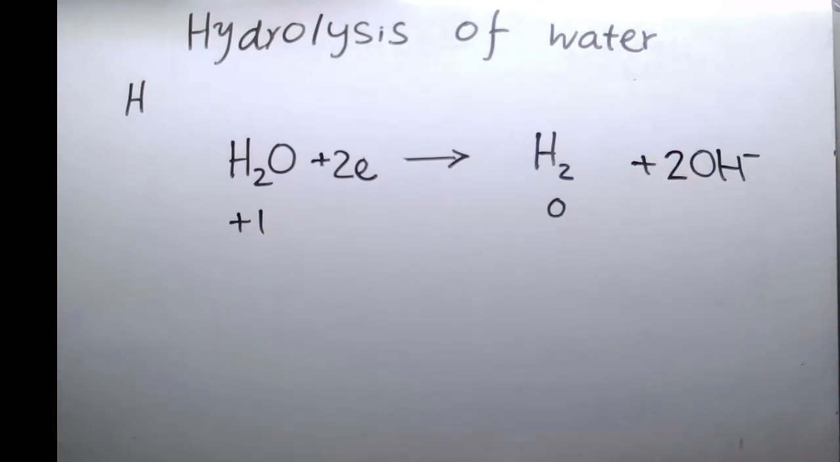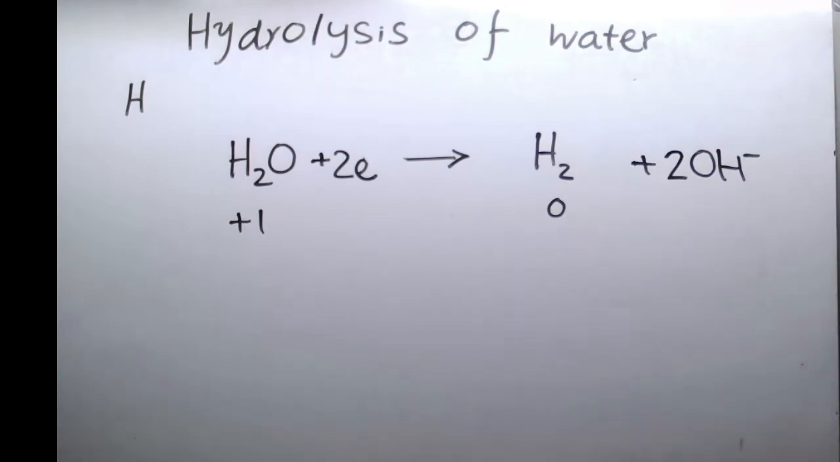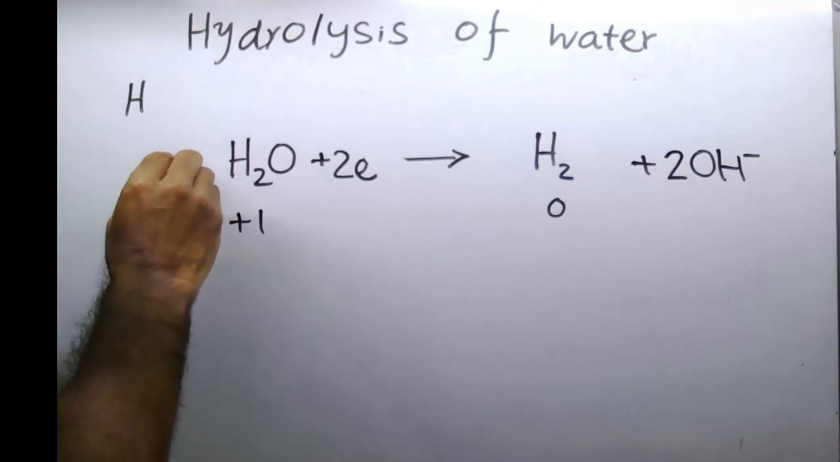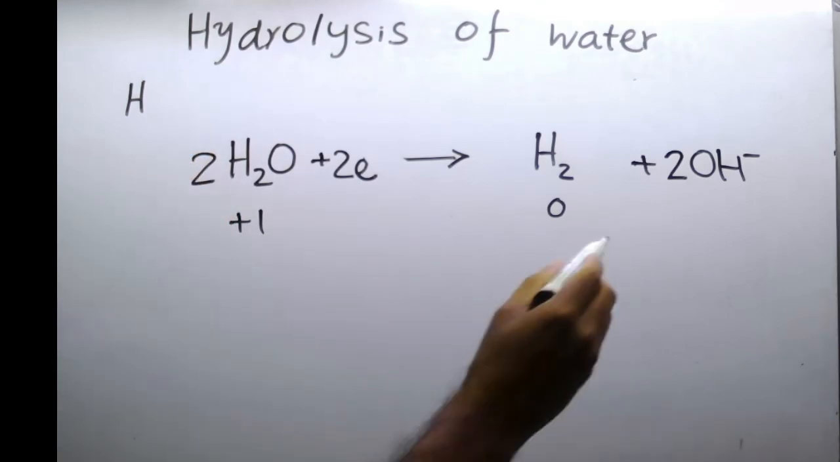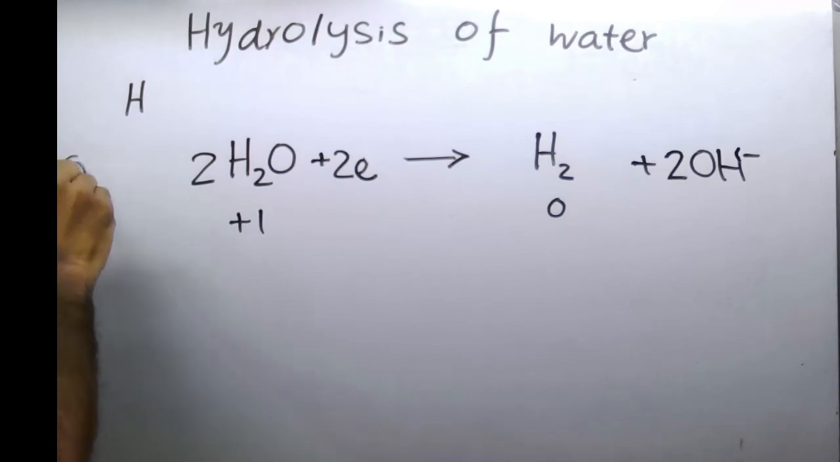Then you can see on the right side, or the product side, there are 4 hydrogen atoms. Then I have to multiply this by 2. Then it looks like it's okay. So I will write this as reaction 1.